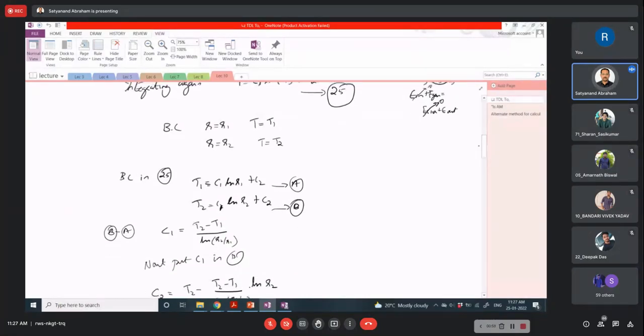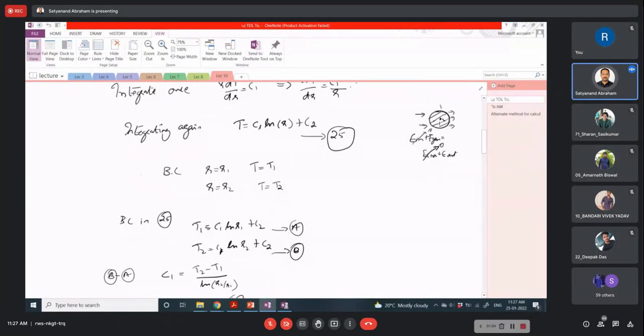At r = R1, we know the boundary condition as T1, and at r = R2, T2. And we said that since ln r is coming in the solution, when r is equal to 0 it is going to blow up, so we will not get a bounded result. So either C1 needs to be 0. If you have a solid cylinder, then there is a chance that r is equal to 0.